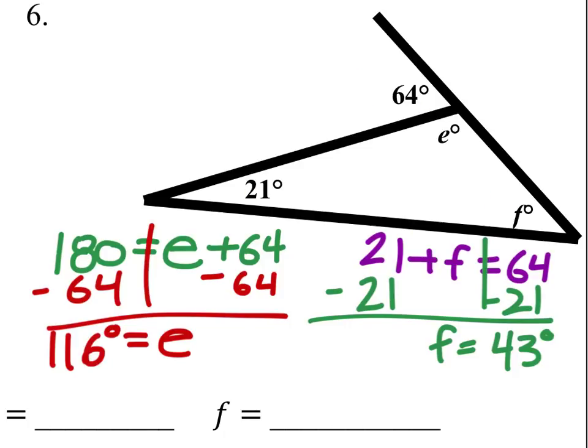So maybe that was a little bit faster. However you did it is fine, as long as you got that 43 degrees. You could have taken 180 minus 116 minus 21 and gotten 43 as well.